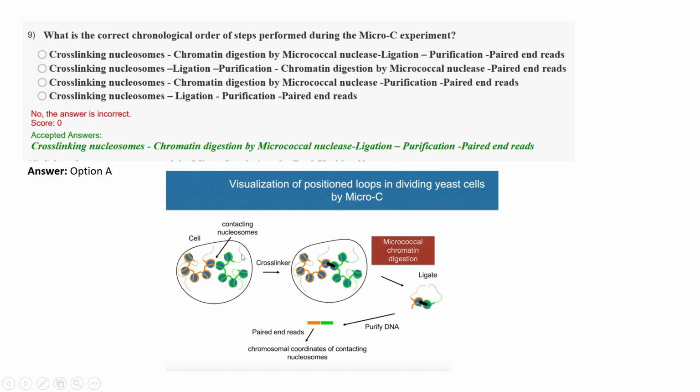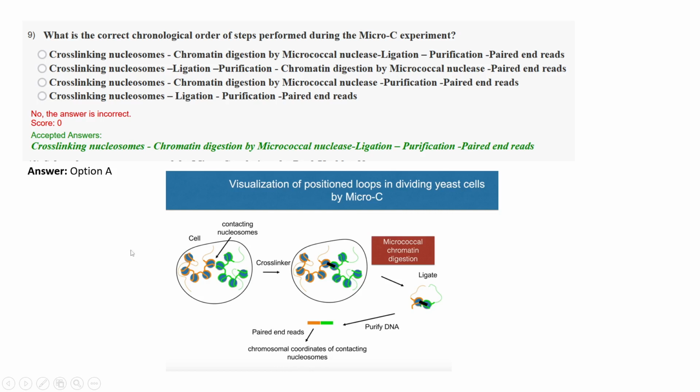This is called the micrococcal experiment. In that case, first cross-linking of the nucleosomes is done, then chromatin digestion is done by the micrococcal nuclease. Then ligation is done of the two DNA molecules of the two nucleosomes. Then purification of the DNA is done, and paired-end reads are made. Those DNAs are analyzed for what the sequence is and which chromosomal coordinates it belongs to.